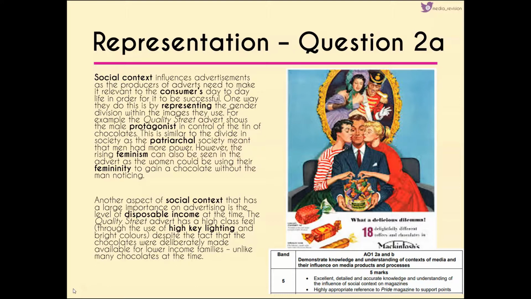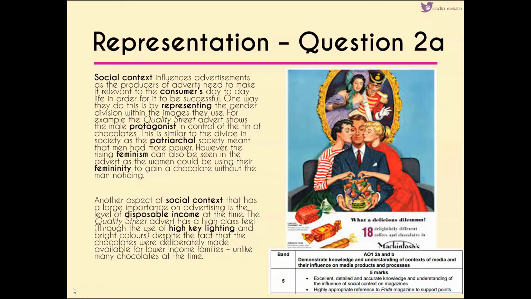For example, the Quality Street advert shows the male protagonist in control of the tin of chocolates. This is similar to the divide in society, as the patriarchal society meant that men had more power. However, rising feminism can also be seen in the advert, as the women could be using their femininity to gain a chocolate without the man noticing.